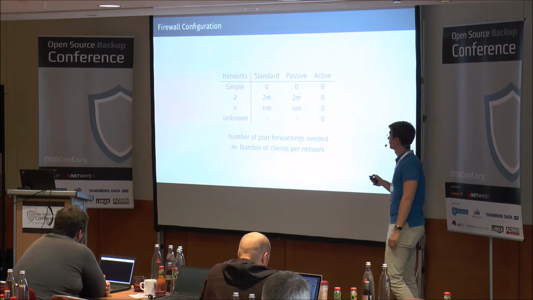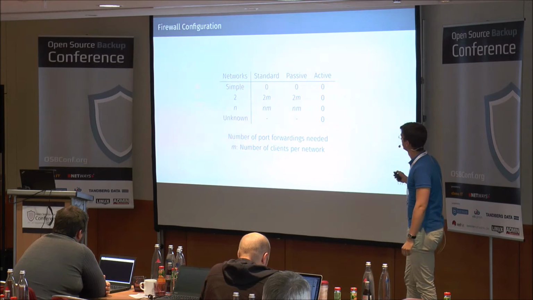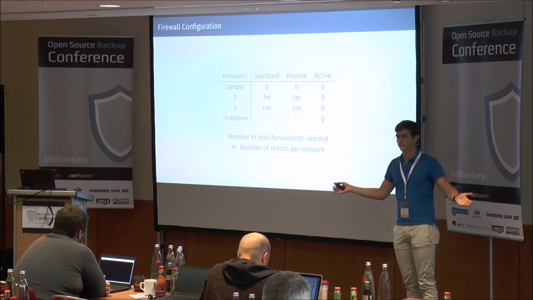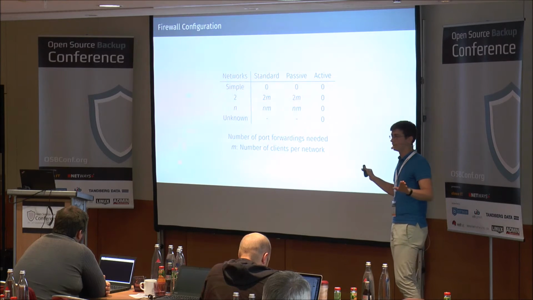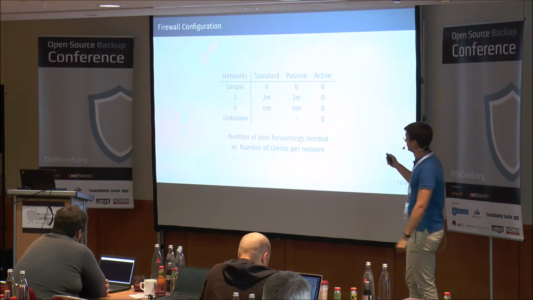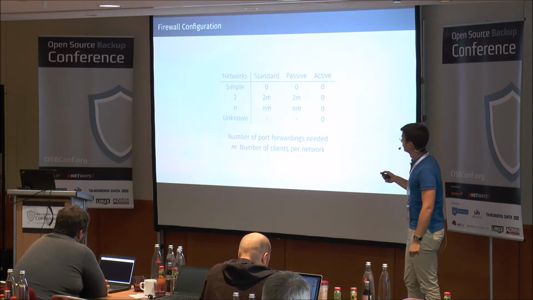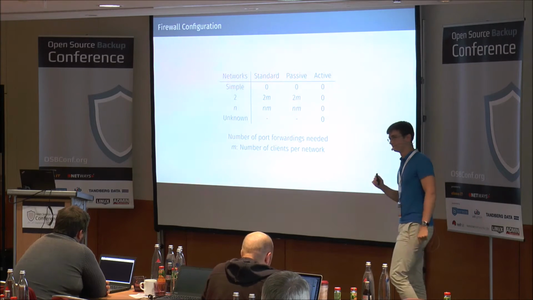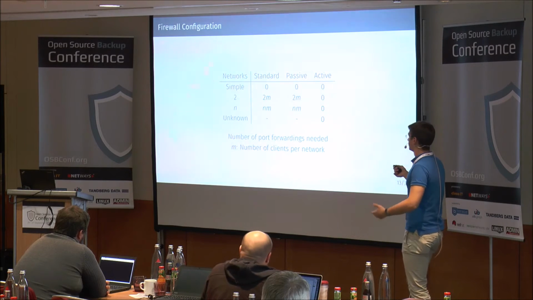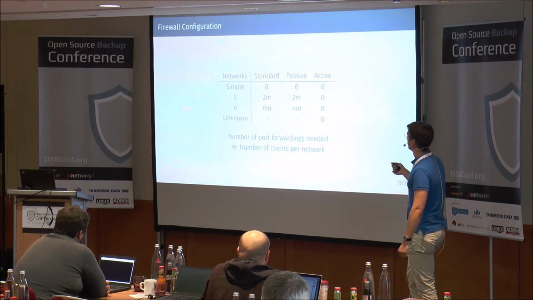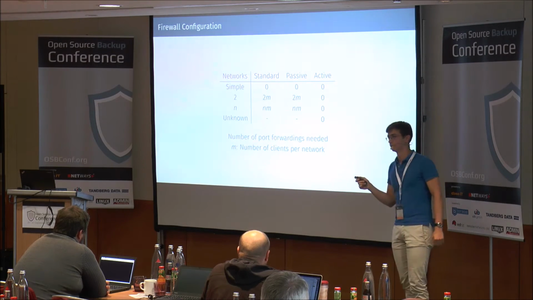We have the simple network with the 3 client modes. All is good. We don't need any port forwardings. So we have 2 networks, and M is the number of clients per network. We have 2 multiplied with M port forwardings needed for standard and passive, and 0 for active.